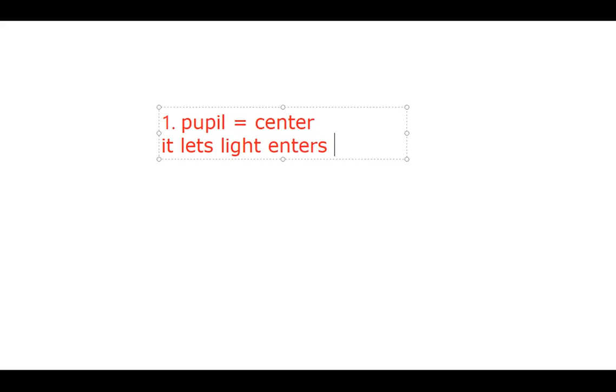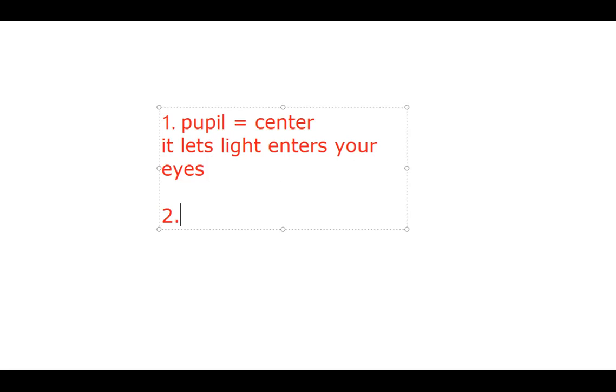Now, the parts of your eyes. The first part you have to learn about is the pupil. It is at the center of your eyes. What is the function of the pupil? The pupil lets light enter your eyes. Or you can say that light enters your eyes through the pupil.